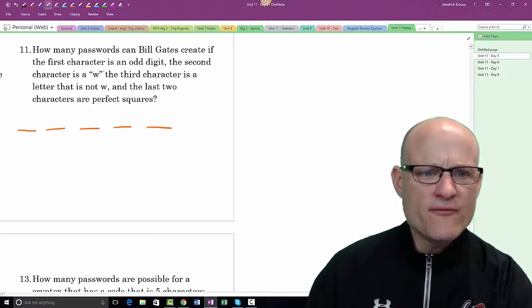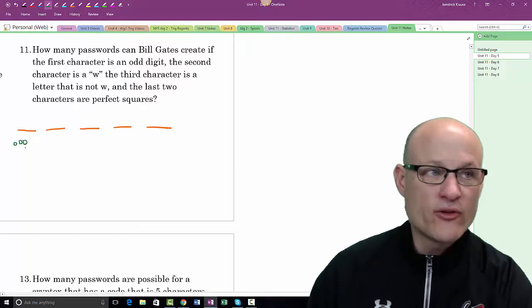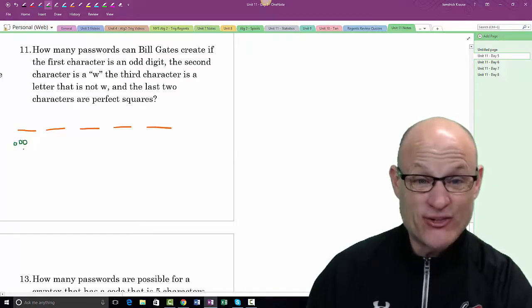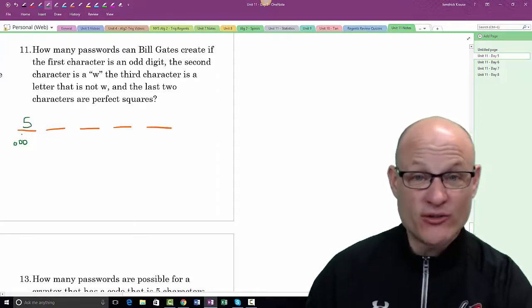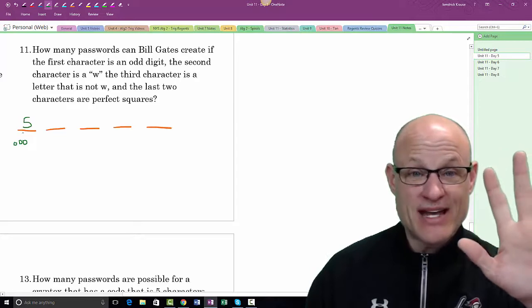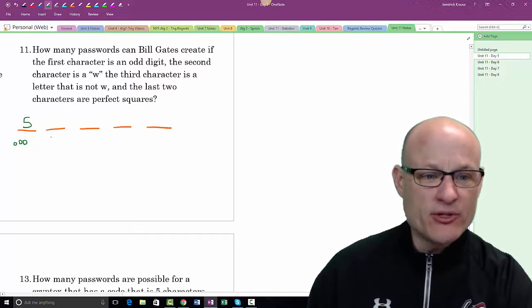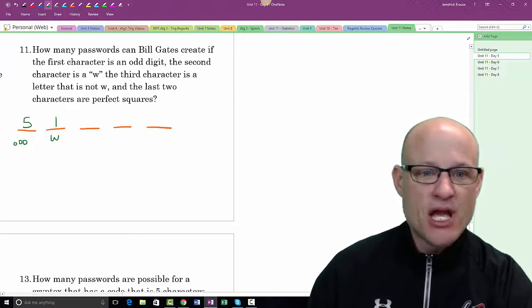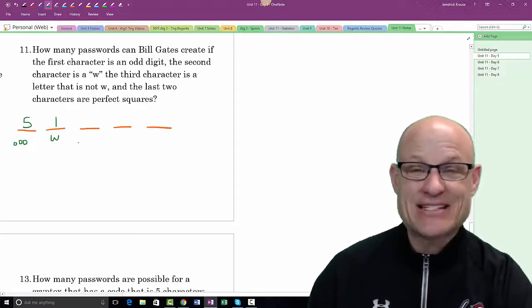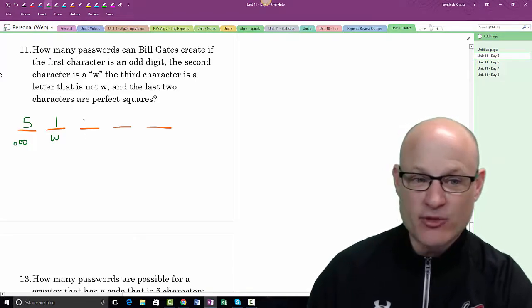So, the first character is odd, so this has to be odd. There are 10 digits, and this has to be odd, so that means I have 5 choices: 1, 3, 5, 7, 9. The second character is a W, so I only have one choice for that one. It has to be a W. The third character is a letter that is not a W. Everything but a W would be 25.